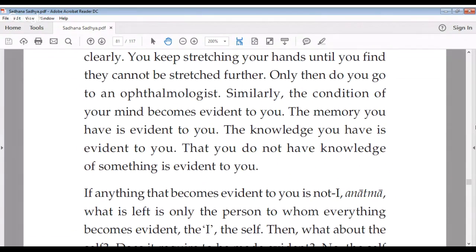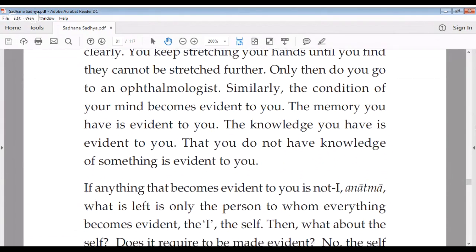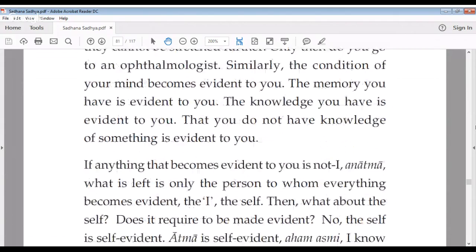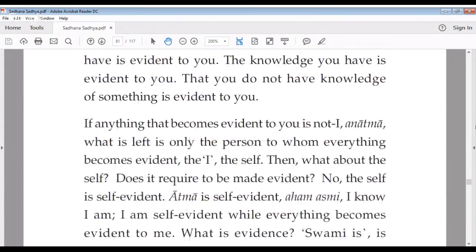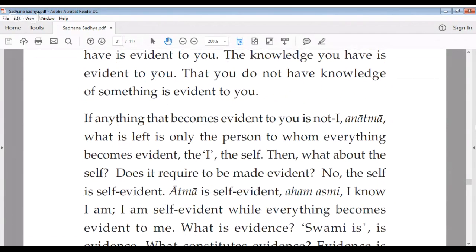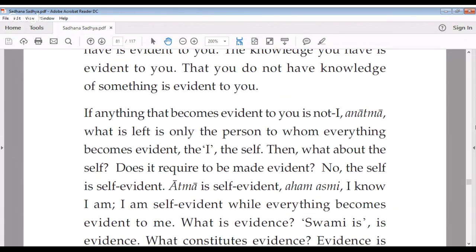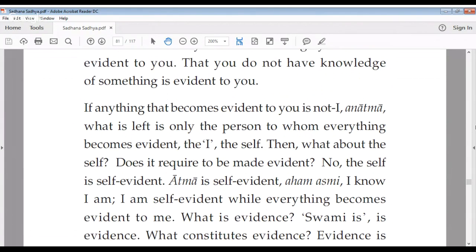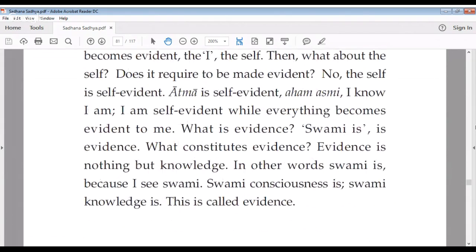If anything that becomes evident to you is not I, Anatma, what is left is only the person to whom everything becomes evident, the I, the self. Then what about the self? Does it require to be made evident? No. The self is self-evident. Atma is self-evident. Aham asmi. I know I am. I am self-evident, while everything becomes evident to me.